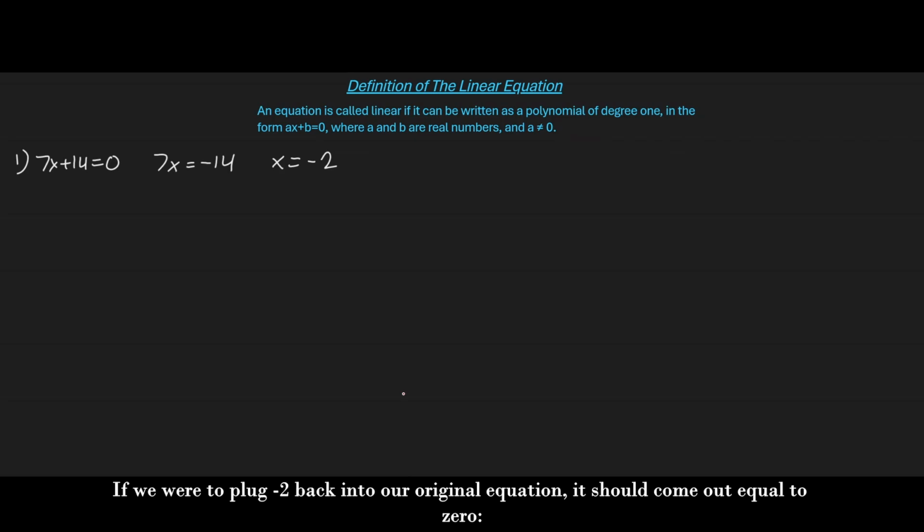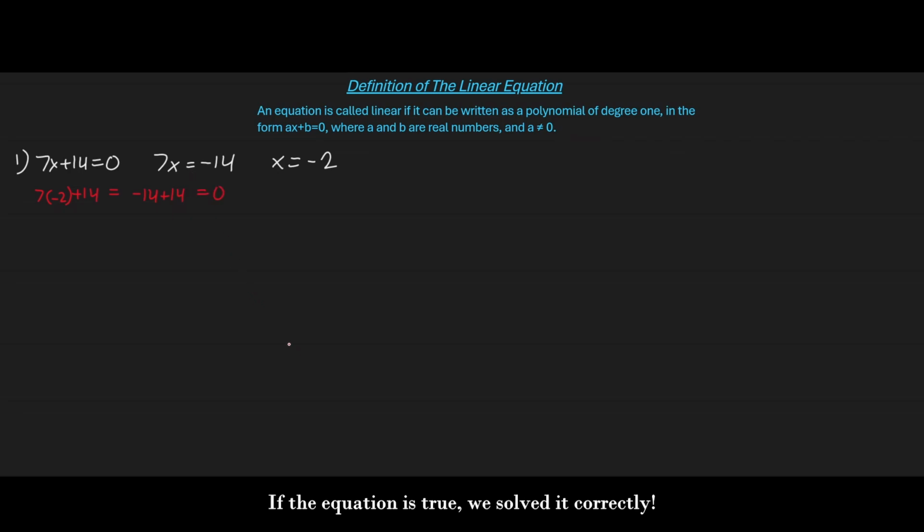If we were to plug negative 2 back into our original equation, it should come out to equal 0. 7 times negative 2 plus 14 equals negative 14 plus 14 equals 0. If the equation is true, we've solved it correctly. If not, we've made an error somewhere and should backtrack to find it.